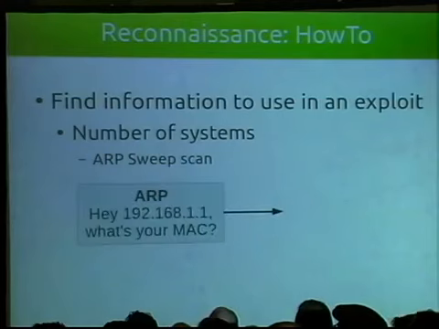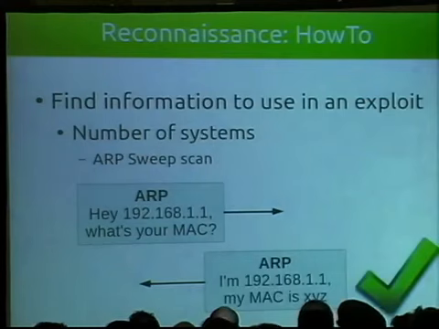ARP is the Address Resolution Protocol. It's a way of finding out what MAC address is associated with a given IP address. So if you know the IP, you can find out the MAC address. You send out an ARP packet that says, hey, 192.168.1.1, what's your MAC address? And if he responds and says, here's my MAC address, that means he exists.